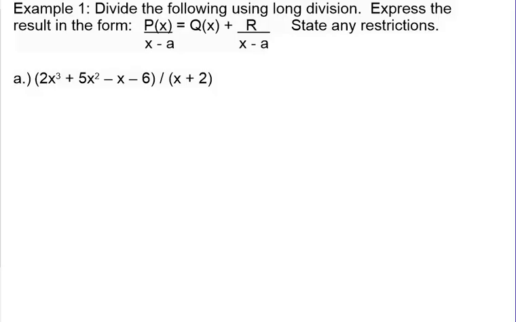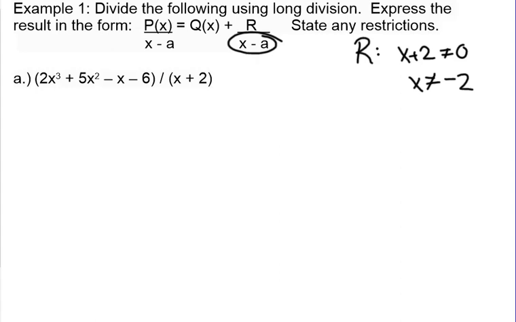Example 1. Divide the following using long division. Express the result in the term of p of x divided by x subtract a is equal to q of x plus r over x subtract a. State any restrictions. Let's start off by stating our restrictions. Our restrictions always come from whatever that denominator piece is. So in this case, x plus 2 cannot equal 0, so x cannot equal negative 2.